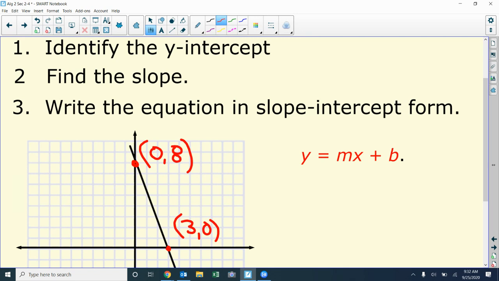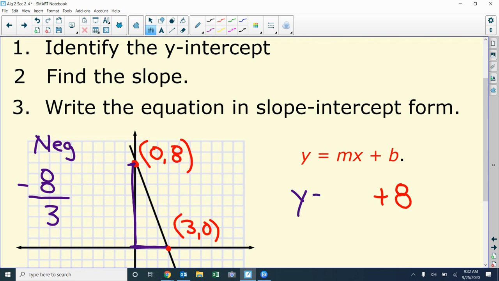All right, so our b is what? Where's it crossing? Staring at us right there, 8, isn't it? Everybody feel comfortable with that? Now, what's going on, positive or negative? Okay, so we know it's negative. Here is my rise, or in this case, down. How many is it going down? That's my change in y. What is it? 8. What is my change in x? Is this part the run? 3. And we know it's negative, don't we? So it's going to be y equals negative 8 over 3 x.